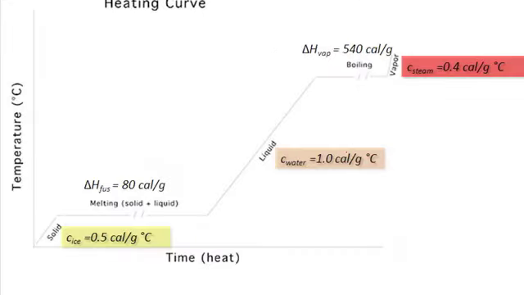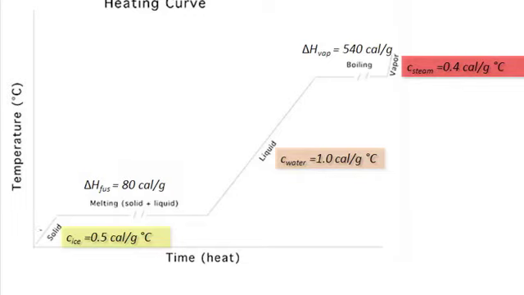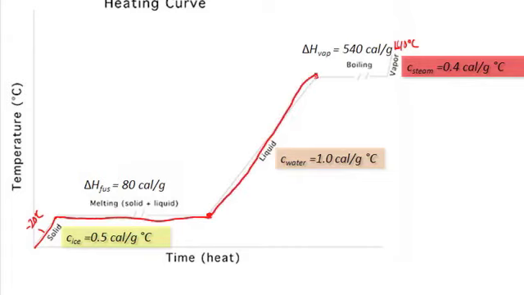Here we are on our heating curve. We start off at negative 20 degrees Celsius and we want to end up at 140 degrees Celsius. So we're down here at negative 20 degrees Celsius, and we're going to be up here at 140 degrees Celsius. We want to know how much energy it will take to go from this point to this point, plus this point to this point, plus this point to this point, plus this point to this point, all the way up here. That's going to tell us how much energy will be needed to heat this negative 20 degrees Celsius piece of ice all the way to 140 degrees Celsius.